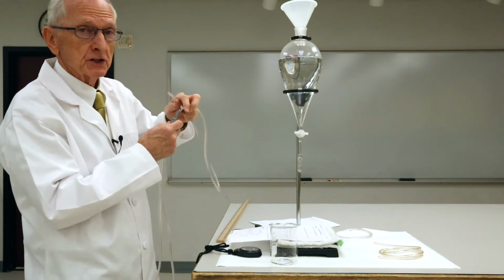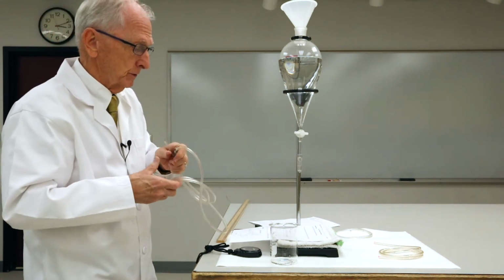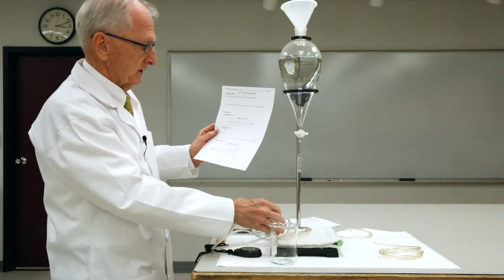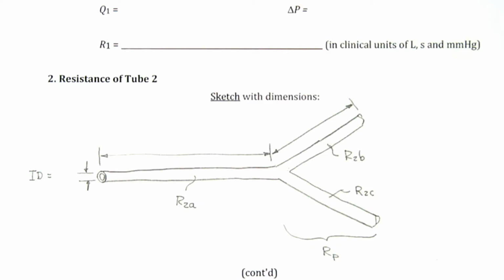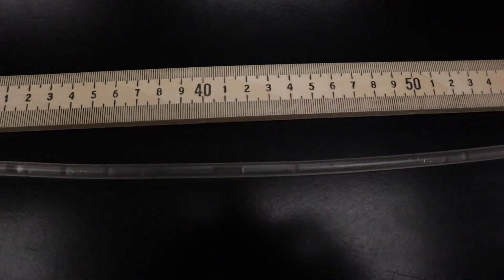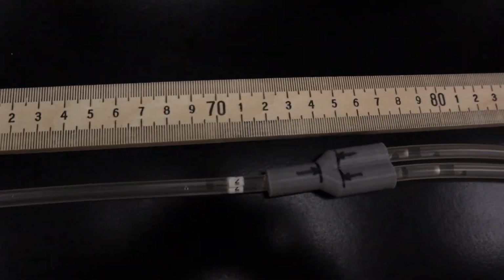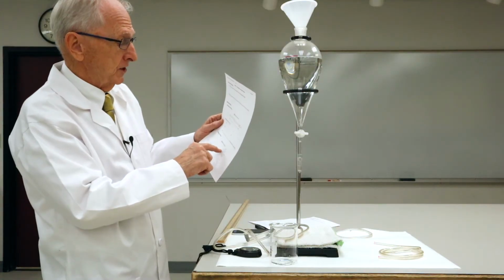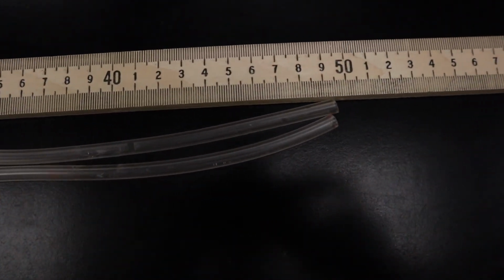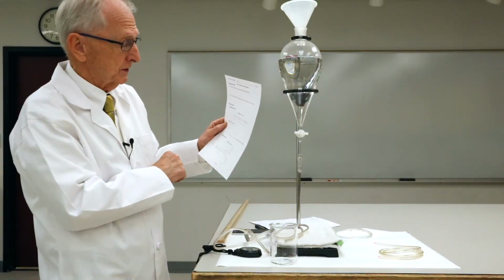I'd like you to make a sketch of this tube number 2 on your worksheet, and the sketch will look maybe something like this. Notice that I have labeled the three segments of the tube with different symbols because we're going to combine them differently. The length of the single element of this tube number 2 is 75 centimeters exactly. The length of each of the two branches is 50 centimeters exactly. Please mark those down on your worksheet.